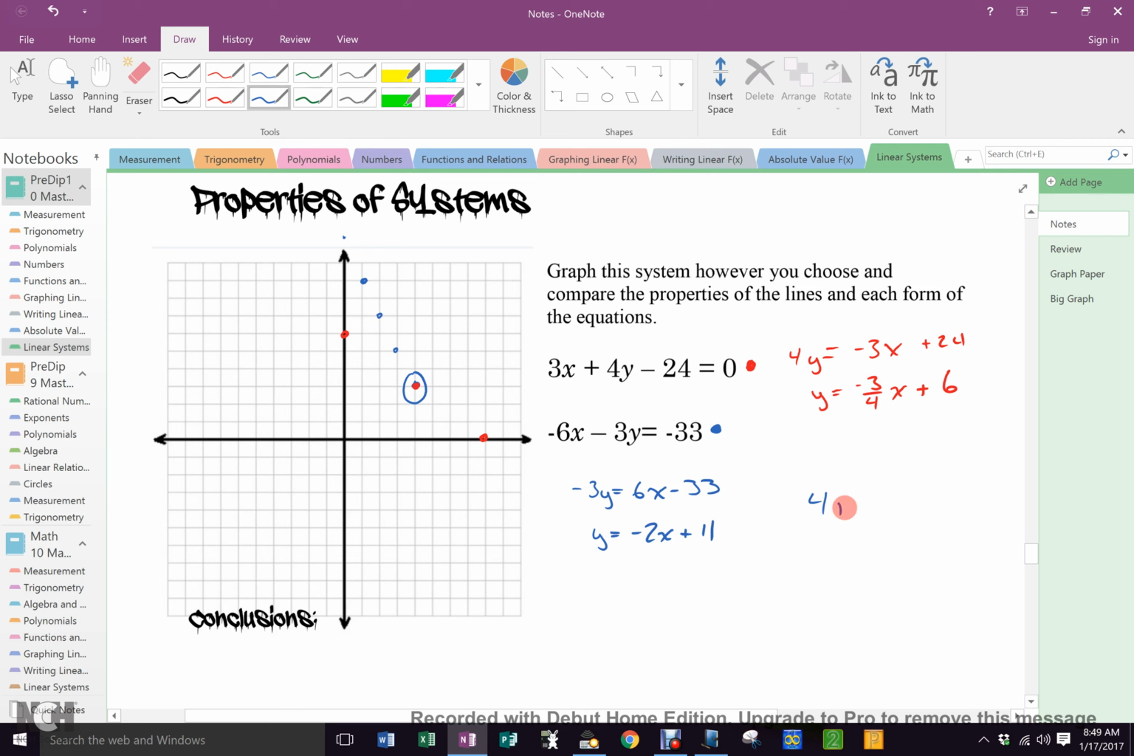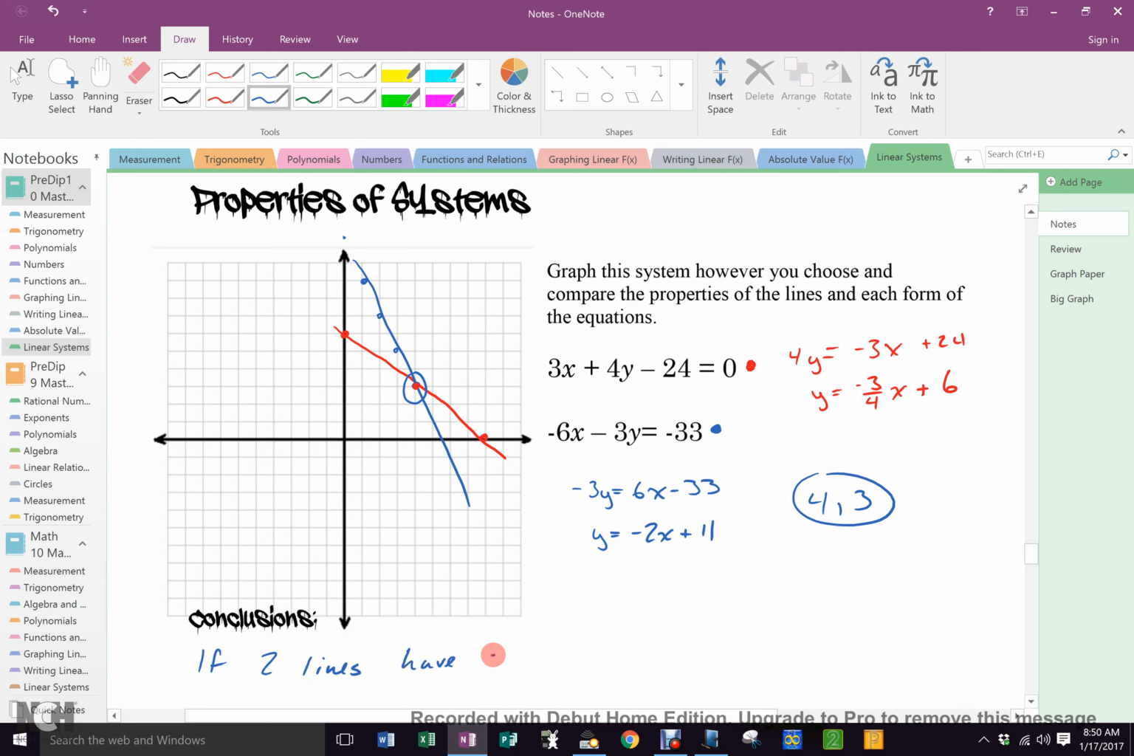And that is 4, 3. Is everybody happy with that? Everyone's happy? It's got a solution, doesn't it? Right? And how do we know it's got a solution? Because what did the lines do? They crossed, right? How do we know they're going to cross?